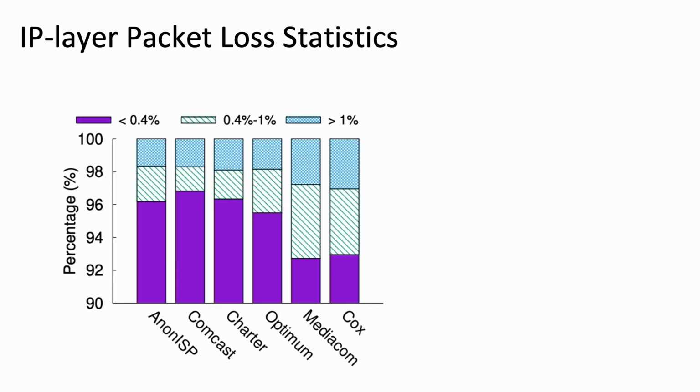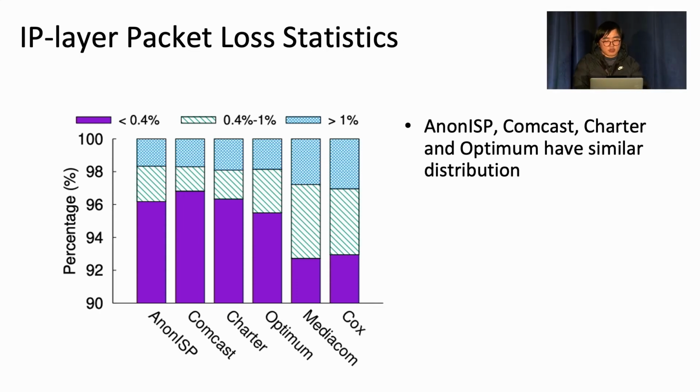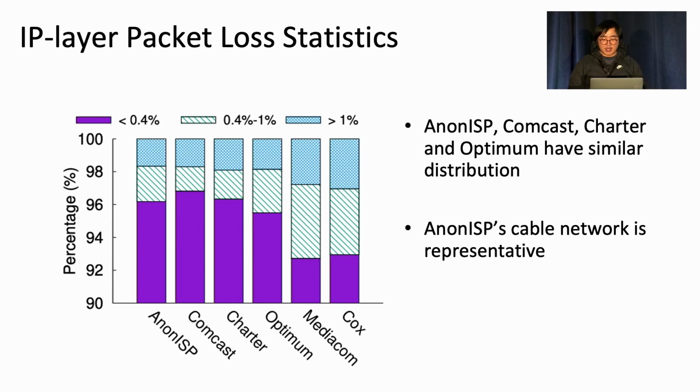Then this figure shows a packet loss distribution among different ISPs. We can find that the Along ISP's packet loss distribution is similar to Comcast, Charter, and Optimum. The previous figure and this figure show Along ISP's cable network is representative. Therefore, our hypothesis is that the physical layer data measured in Along ISP is also representative of the cable ISPs the FCC measured. So we can use the codeword error rate measured in the Along ISP to answer how many packet losses are from the physical layer.